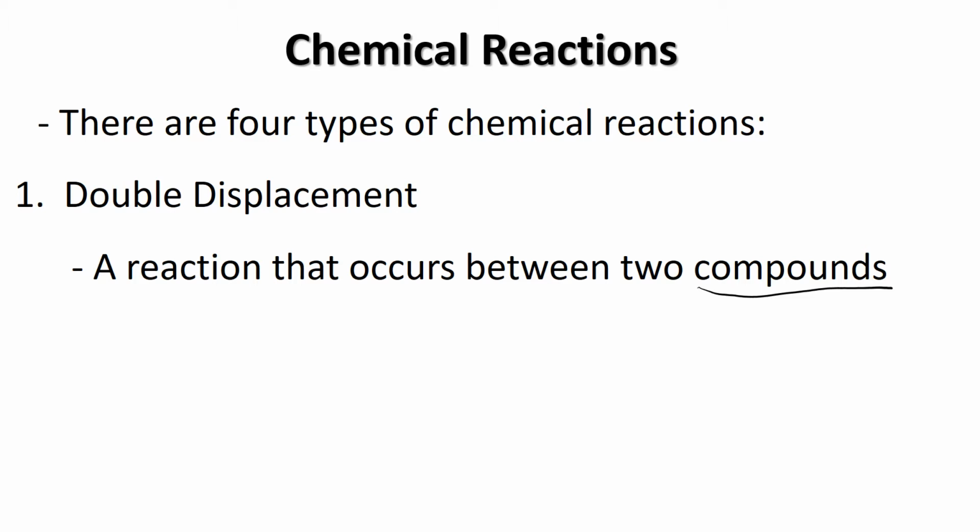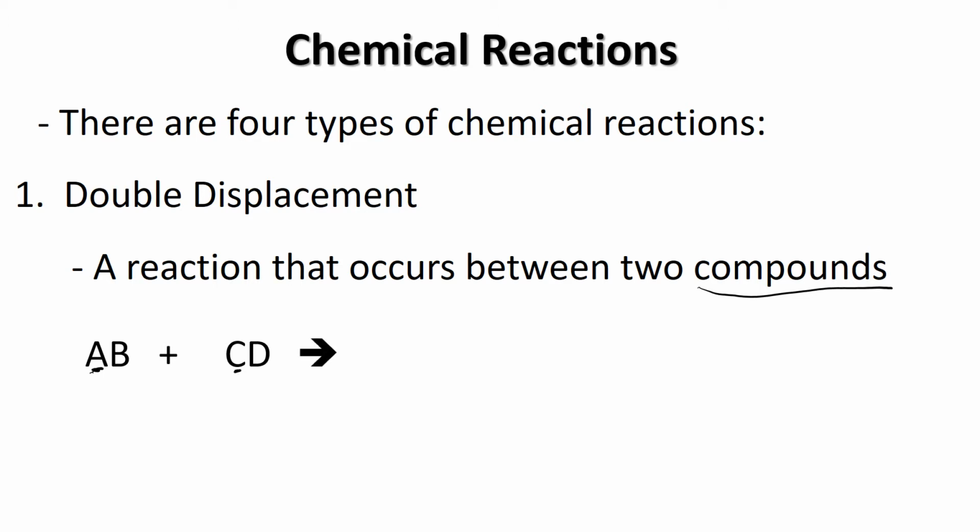Now they need to be ionic compounds because we need there to be a metal and a non-metal. So what we've got going on here is we have compound AB and compound CD. Now we need to be able to identify which of those letters are going to be metals, and in ionic compounds, metals always come first. So A is going to be a metal, and C is going to be a metal.